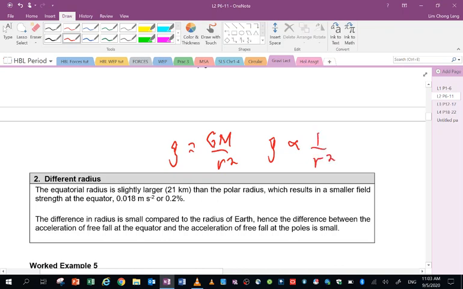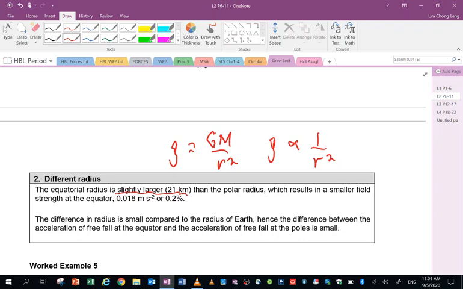Okay, so the greater the radius, or rather I should say, the greater the distance from the center of the Earth, the smaller the g. However, we know that the radius of the Earth on the equatorial plane is slightly more compared to the polar radius. So the g at the pole and the g at the equator have a small difference due to the radius.